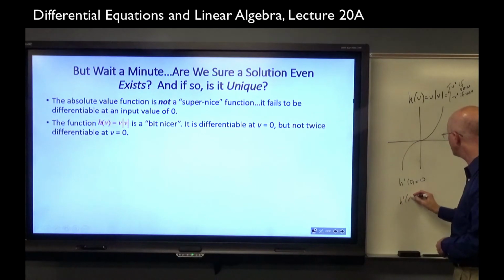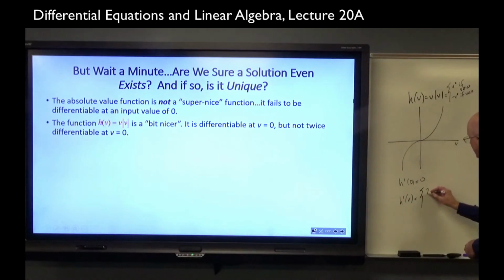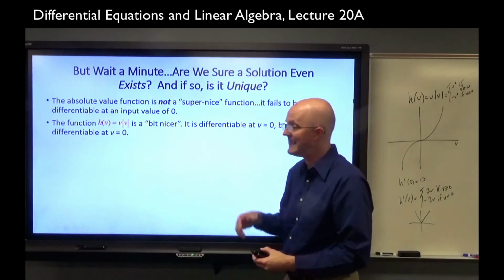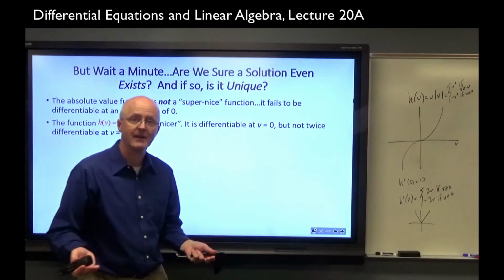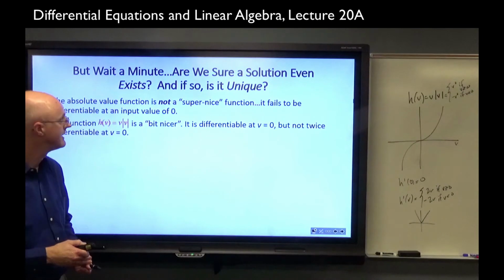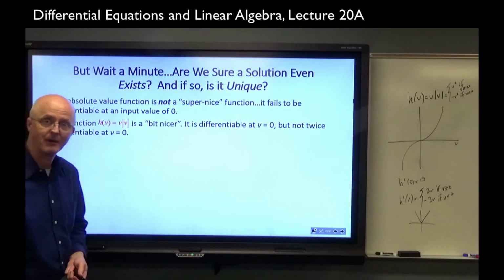And in fact, h prime of v as a function of v is 2v if v is greater than or equal to 0, and negative 2v if v is less than 0. And that function looks like a V as well, a little steeper than the ordinary absolute value one. And that is continuous. So what I'm trying to say here is this h function, even though it involves the absolute value sign, is continuously differentiable everywhere, including at 0. It's differentiable, the derivative exists, and in fact that derivative is a continuous function. However, h double prime of 0 does not exist.